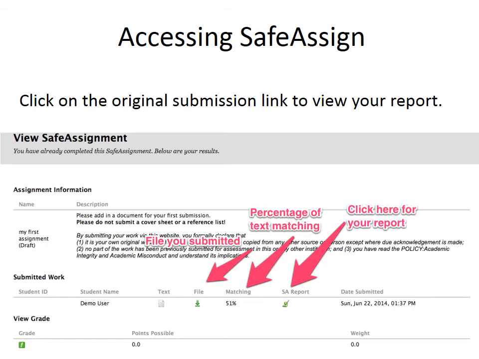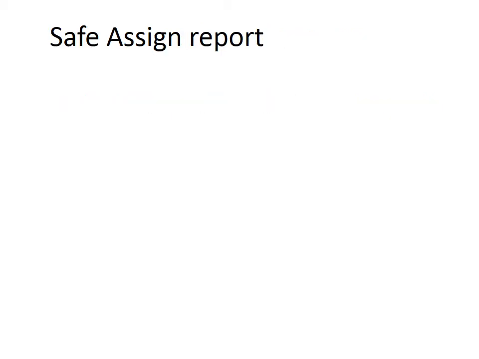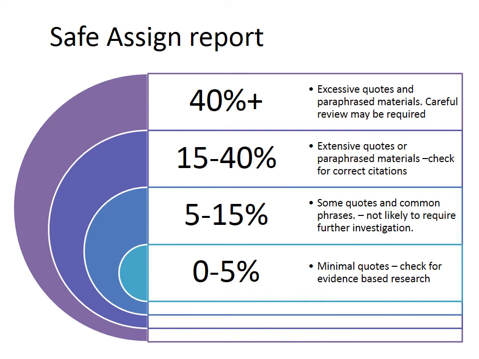So when you have a look, you will be able to go in and view your report. When you click back on the original link where you submitted it, this is what you'll see. You'll actually be able to see the file that you submitted, you'll be able to see the percentage of your text matching, and you'll be able to click in to find your report. When you click in, you'll have a text matching percentage.